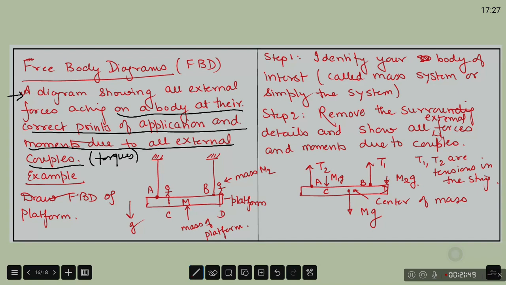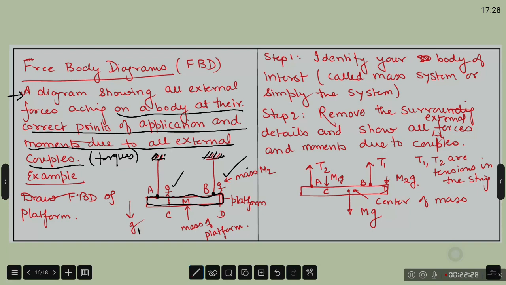In this example, we have a platform. This platform is supported by two ropes at point A and point B, and the ropes are tied on the top on the roof. There is one man standing here, the other man is standing here. Acceleration is acting downwards. The mass of the platform is big M, and the mass of this man is M2 and this man is M1.